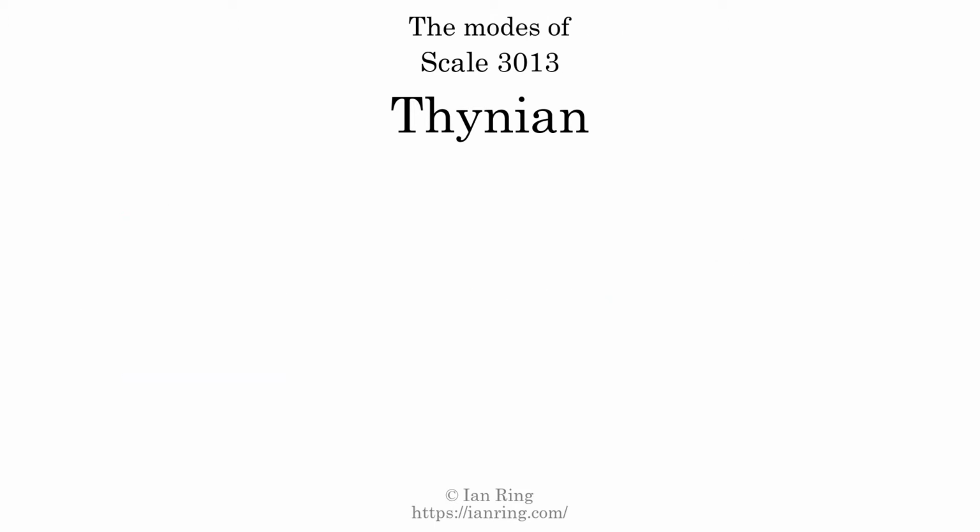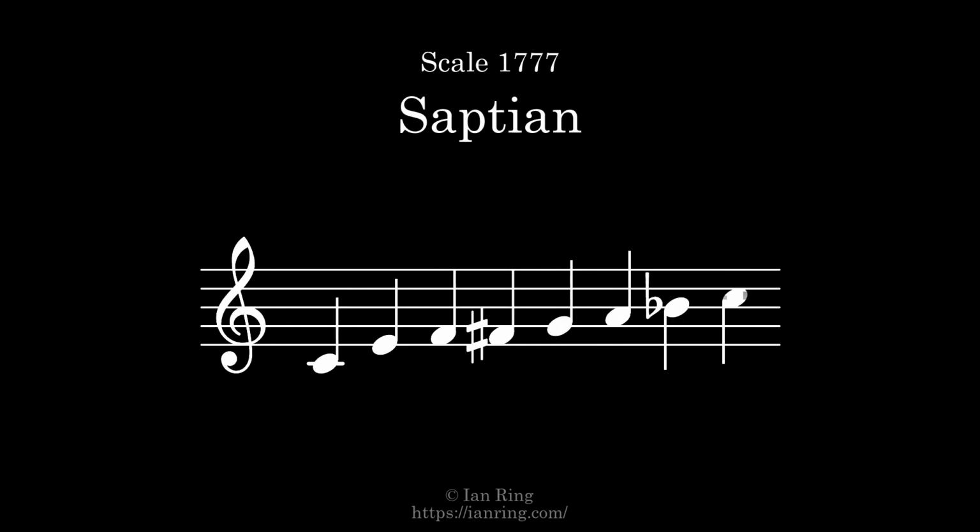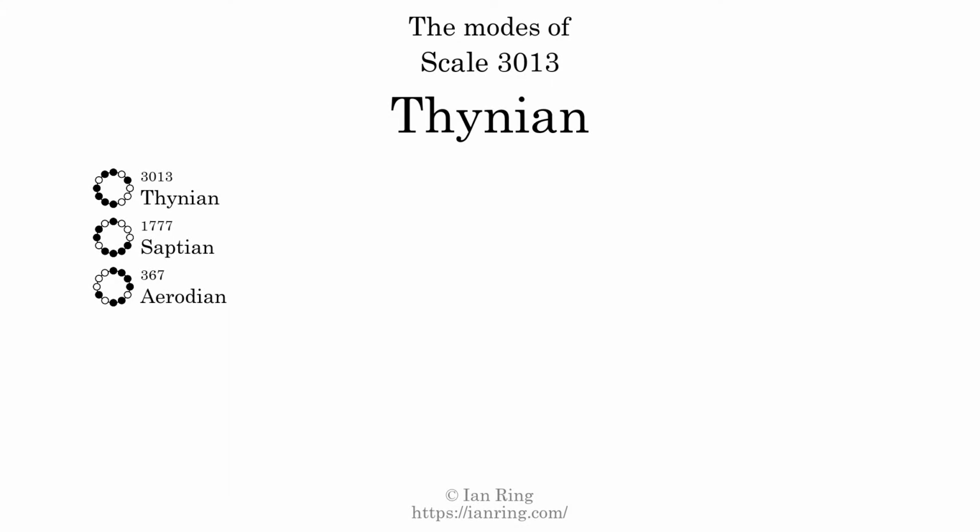This scale has 7 modes. The first mode is itself. The second mode is scale 1777, also known as saption. It sounds like this. The third mode is scale 367, also known as Herodian. It sounds like this.